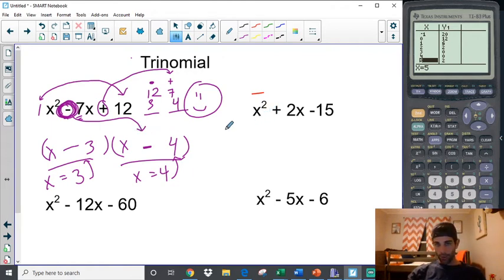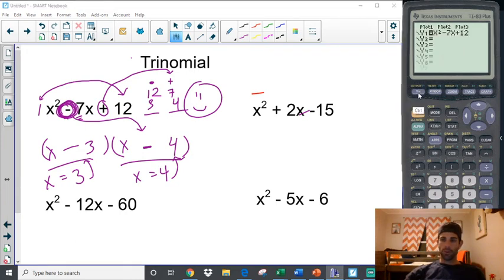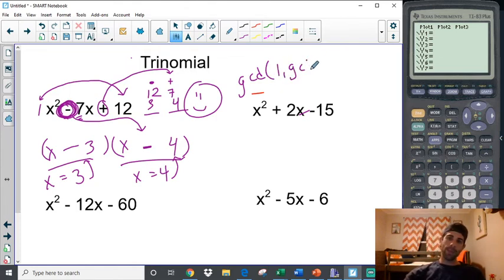I'll do the second one. I'll do it backwards. First I'll do the calculator, then I'll do it by hand. So this one says to factor x squared plus 2x minus 15. So again, if I'm following my awesome steps that I gave you, because when you take the test, it's not going to tell you which method to use.